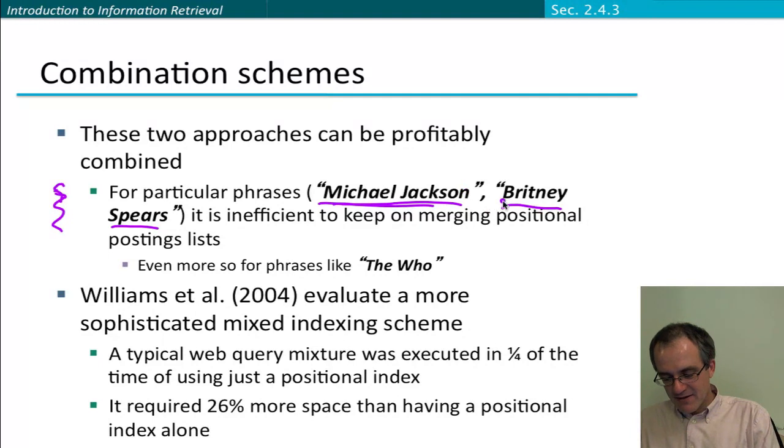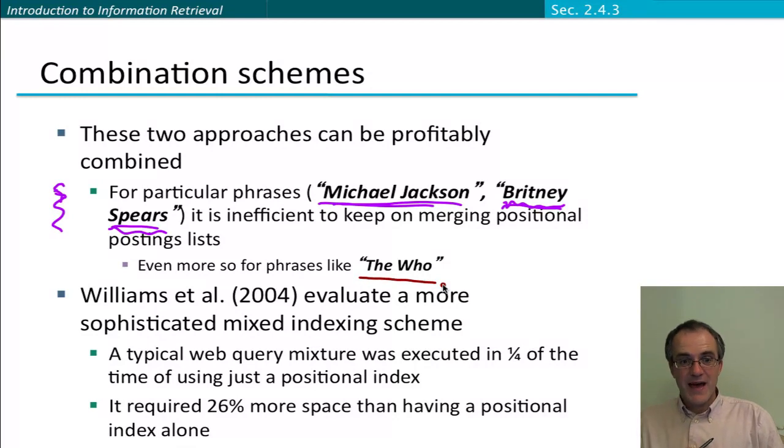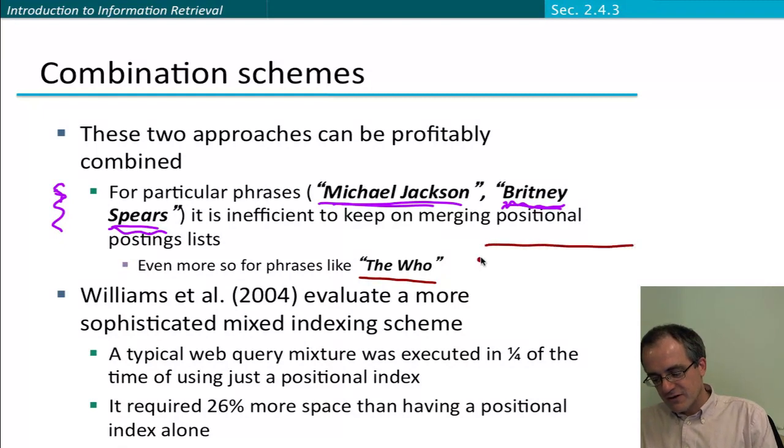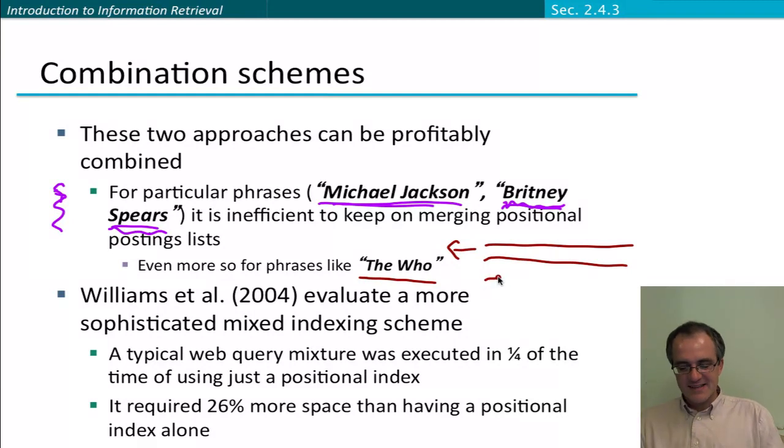It's less bad when you've got rare names like Britney Spears, because presumably their postings lists are much shorter and the intersection is roughly the same as each individual postings list. Doing this intersection every time is especially bad when you have common words, like if you're searching for the band The Who. You're going to retrieve two enormous postings lists, do the intersection of them, and end up with a very short postings list for this phrase query.